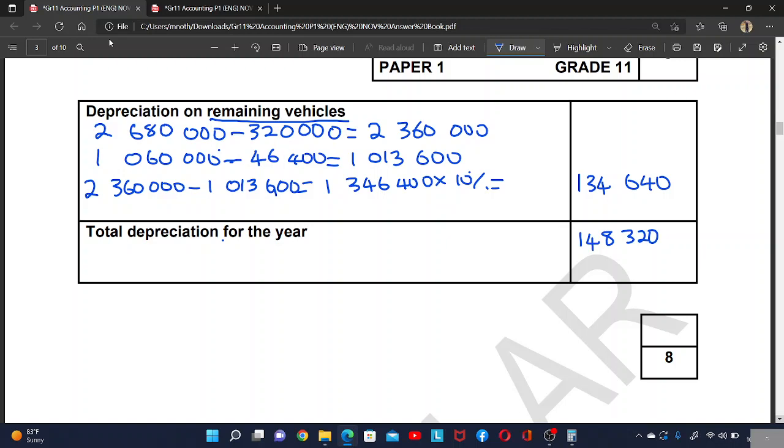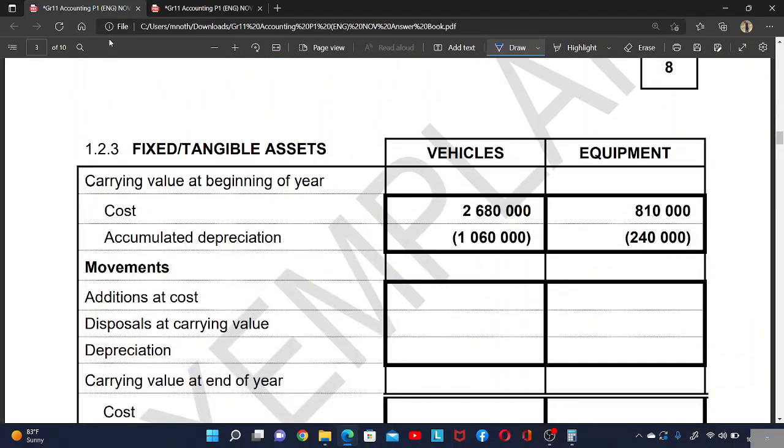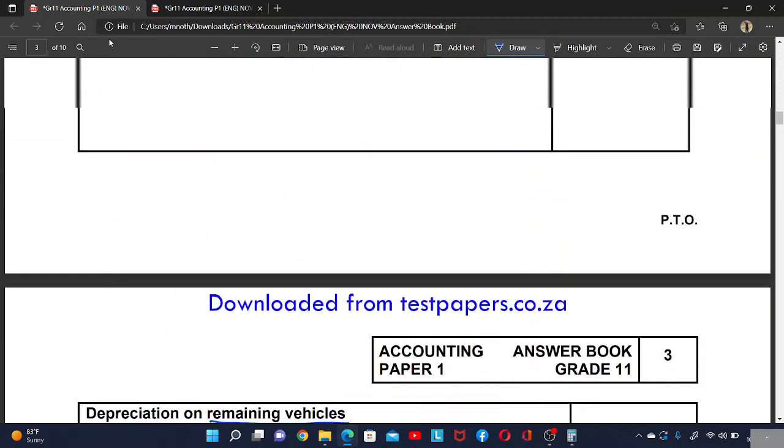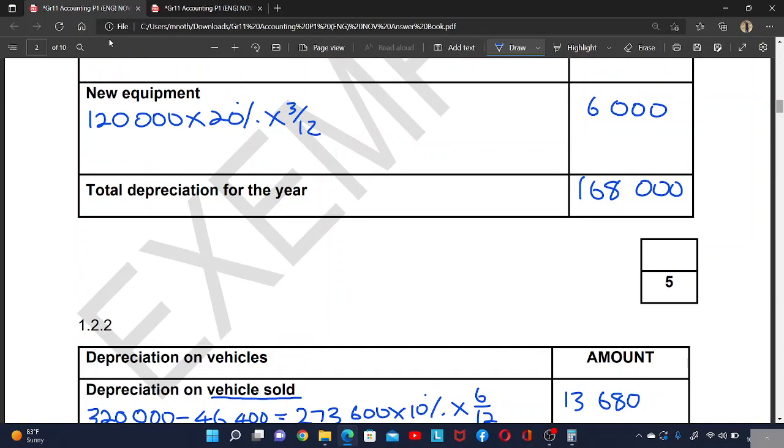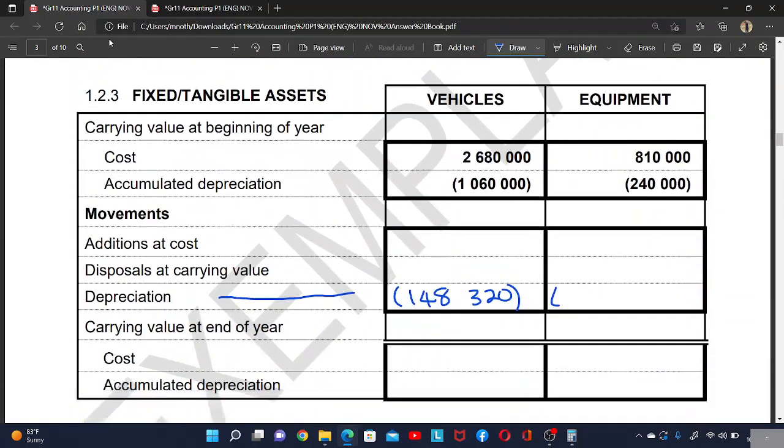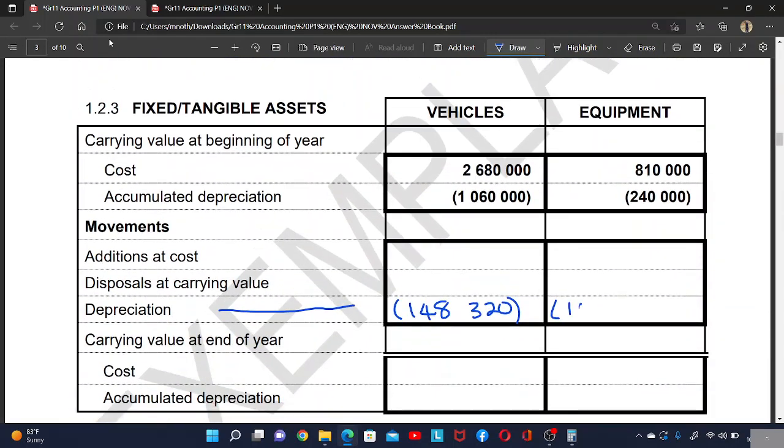Okay, so we are done with the calculations for the depreciation. We found out that for the vehicles it's 148,320, and for the equipment it's 168,000. Total depreciation is 168,000.